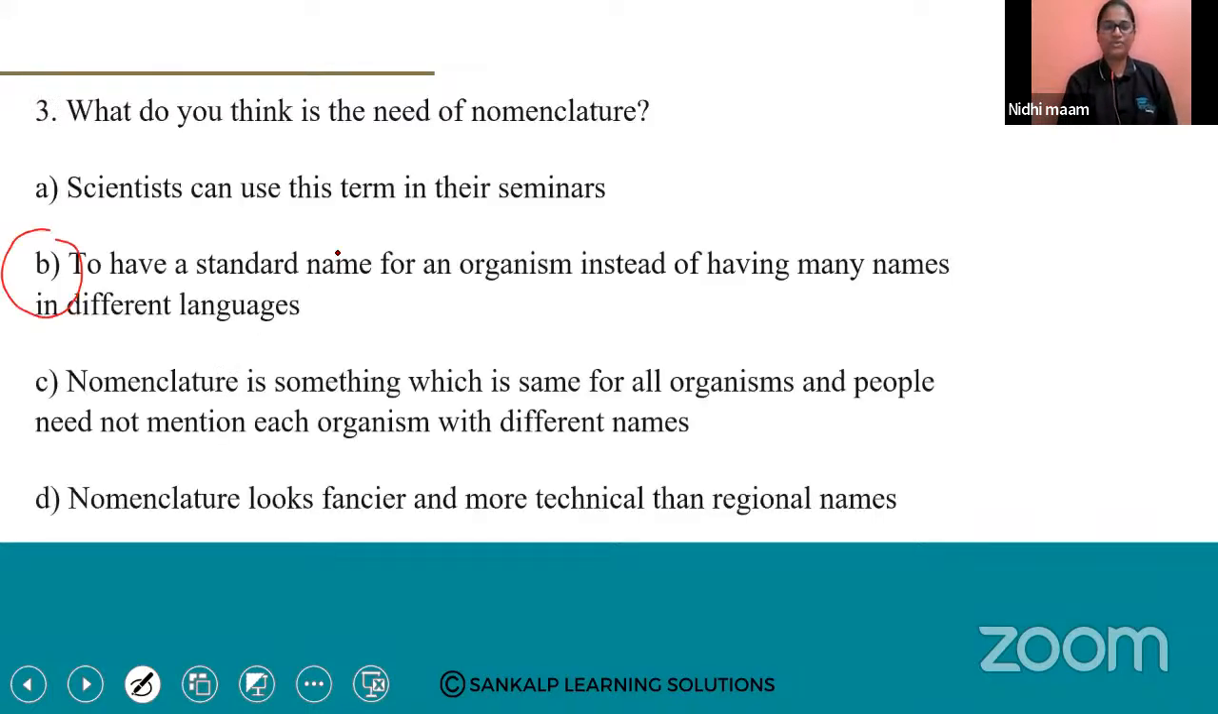When you see the other options, scientists can use this term in their seminars. It is a non-scientific answer, right? Then nomenclature is something which is same for all organisms, and people need not mention each organism with different names.